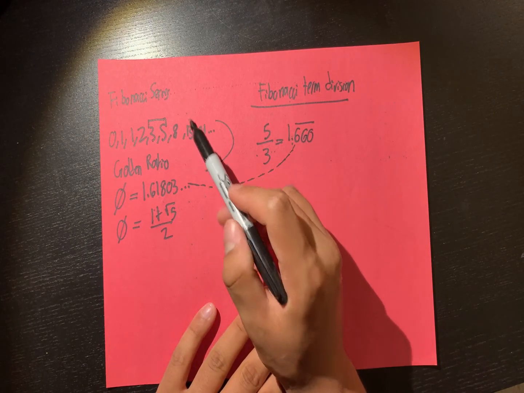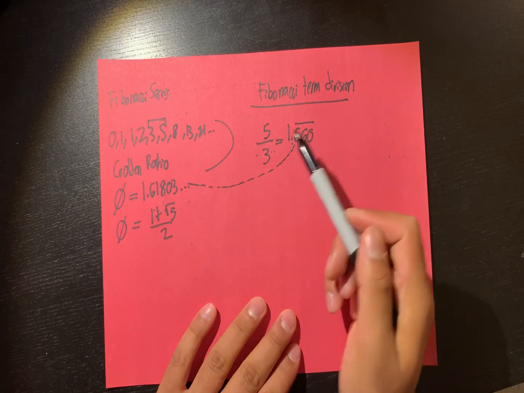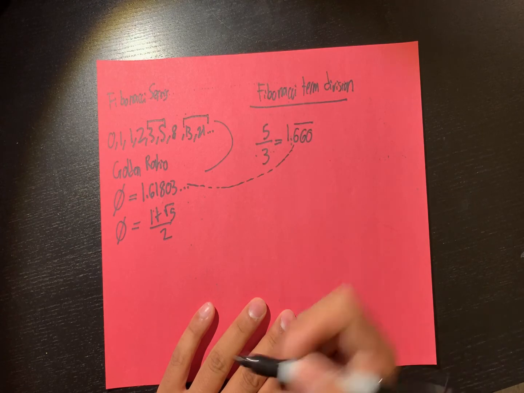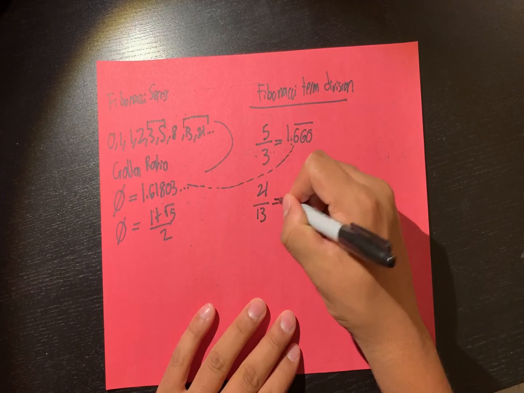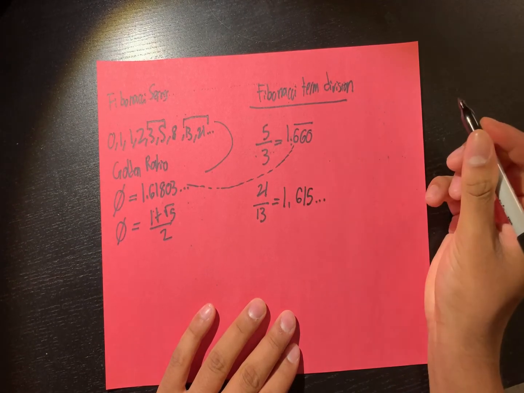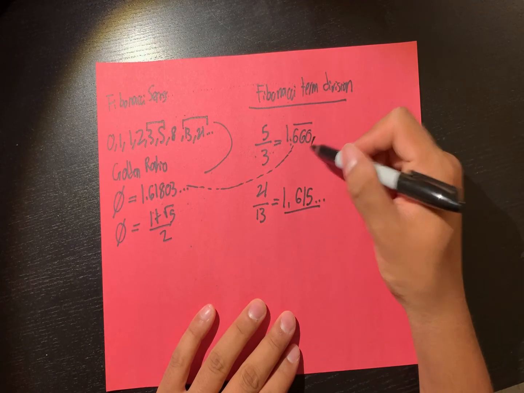Now, the higher the term is in the Fibonacci series, the better the approximation for phi is. So let's take 13 and 21. We take 21 divided by 13, and this equals 1.615 and a bunch more numbers. See, this number is already a much better approximation than this number.